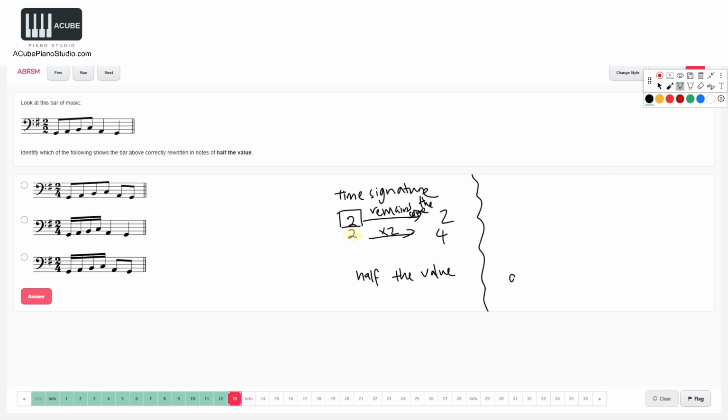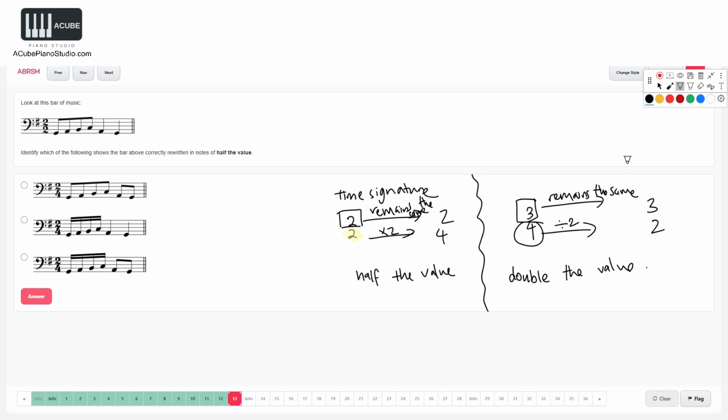Conversely, if you want to double the value, let's use 3 4 time as an example. So I want to double the value. Again, the top number remains the same, but the bottom number, you will now divide by 2 so that each beat is twice the value. So divide by 2 is 3 2. So if you want to double the value, the time signature from 3 4 will become 3 2.